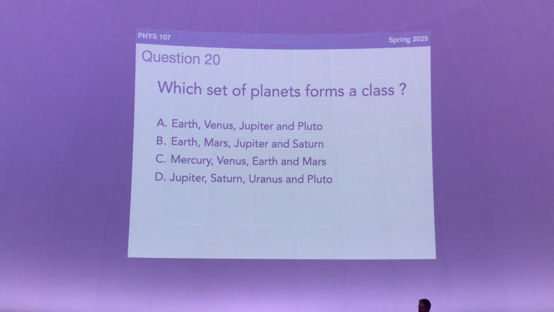So which set of planets forms a class? Earth, Venus, Jupiter, Pluto; Earth, Mars, Jupiter, and Saturn; Mercury, Venus, Earth, and Mars; Jupiter, Saturn, Uranus, and Pluto. Which grouping is a class? 1, 2, 3. Yes. Mercury, Venus, Earth, and Mars, the rocky planets.